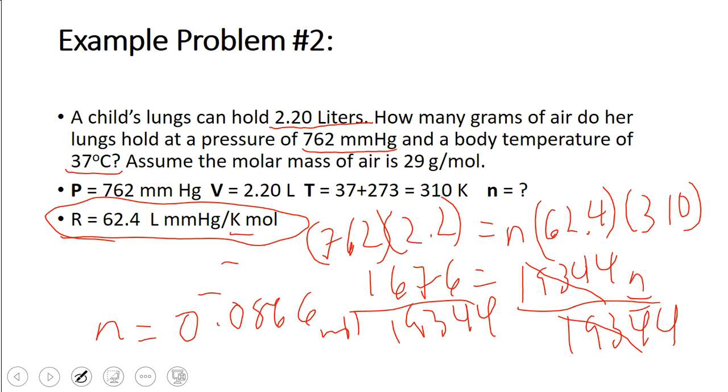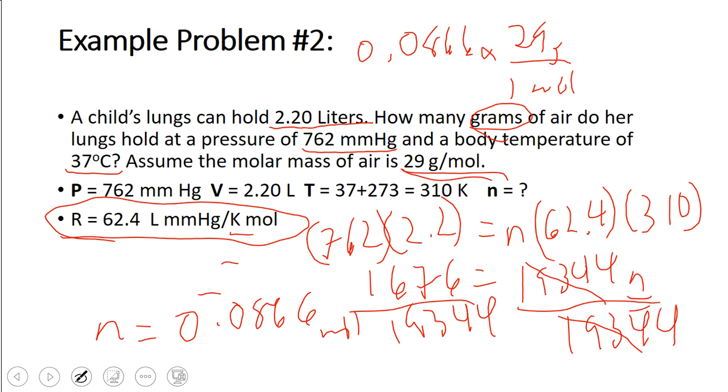We have moles. But this question is asking for grams. And since it's asking for grams, we now need to use the periodic table, or in this case, it was given to us, the molar mass. And we need to multiply the answer of moles, 0.0866, times the grams per mole, which is 29 grams in 1 mole. And I really hate the chicken scratch here, but we're going to have to go with it. So 0.0866 times 29 means 2.51 grams of air is in the baby's lungs.